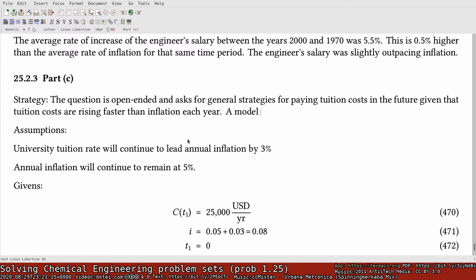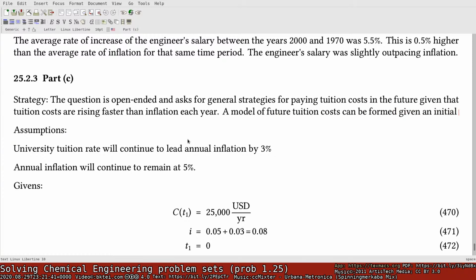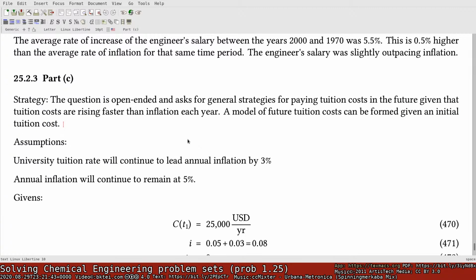A predictive model can be formed, assuming a model of future tuition costs can be formed, given an initial tuition cost. We need some time frame, though. We're not given a time frame.